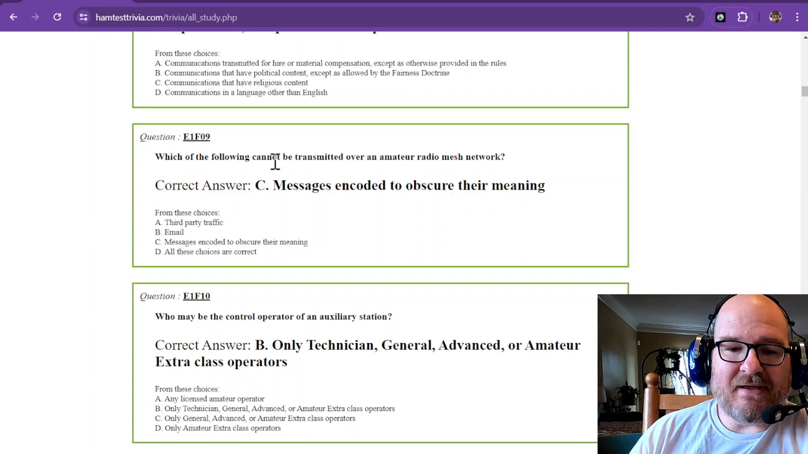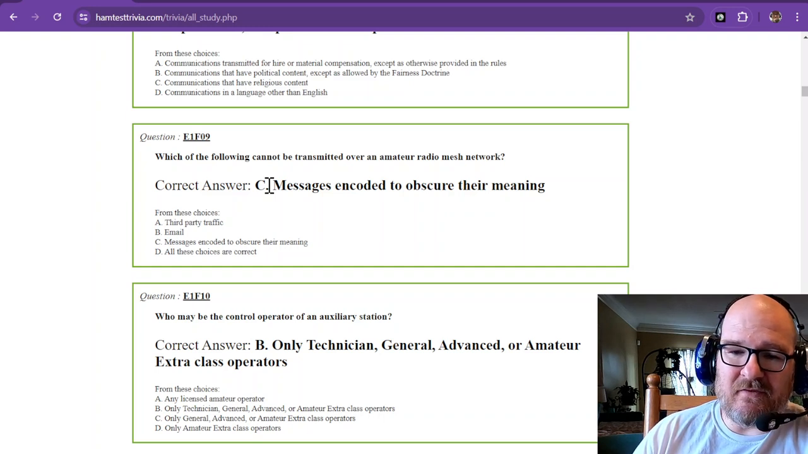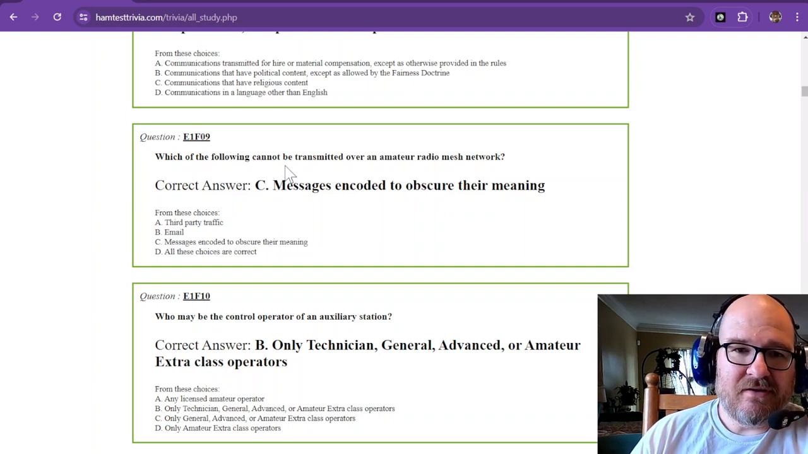Which of the following cannot be transmitted over an amateur radio mesh network? Now, a mesh network is pretty neat. Google a mesh network. It's sort of like internet for hams, and it uses modified Wi-Fi routers. Messages encoded to obscure their meaning. So you're probably not going to be using VPNs with your amateur radio mesh network, because then the message is obscured. It's encrypted.